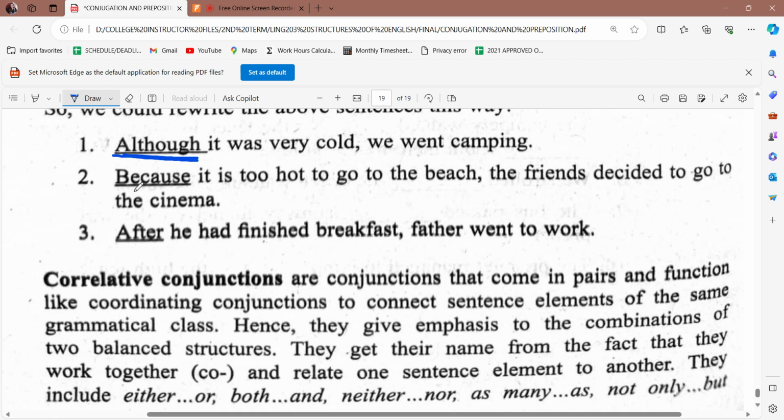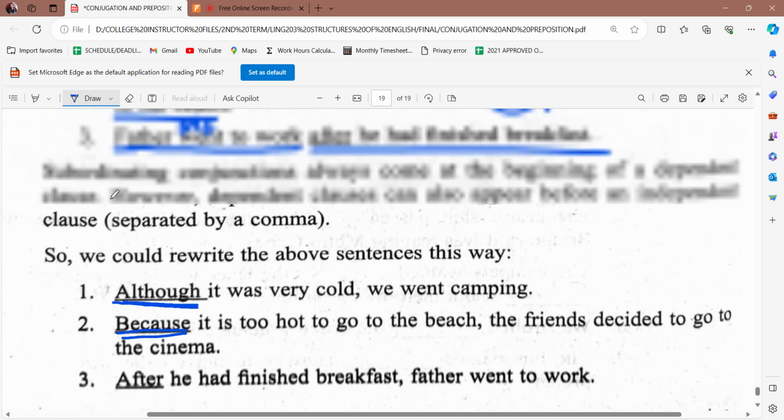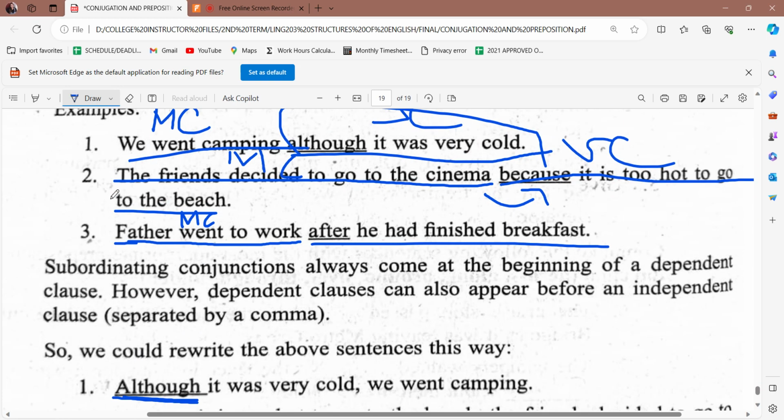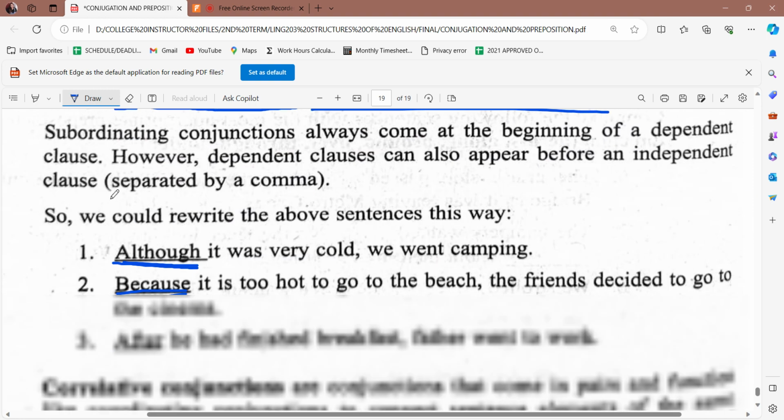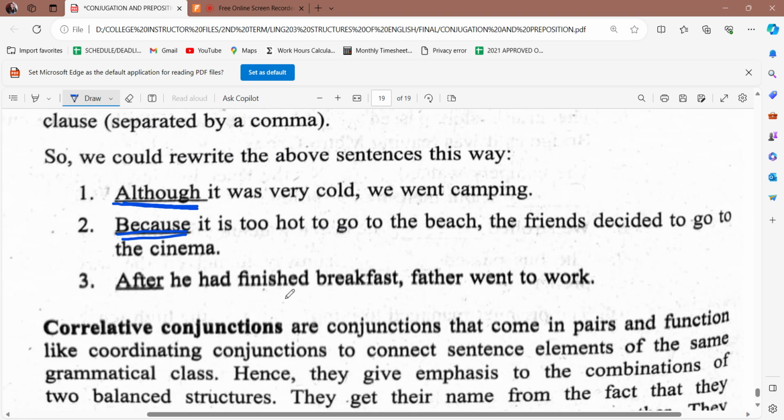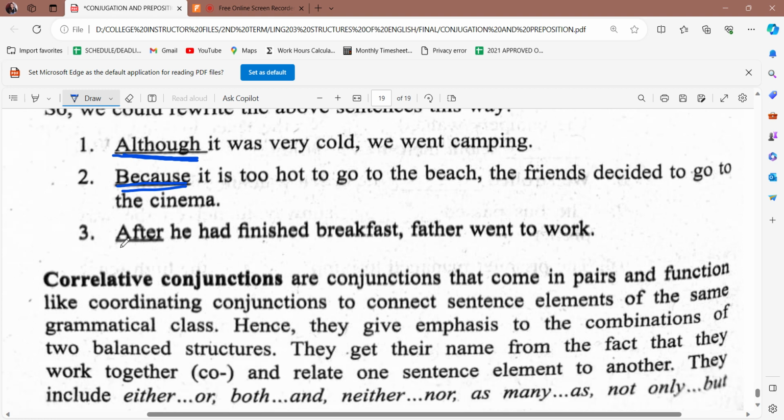Okay, so another example: because it is too hot to go to the beach, the friends decided to go to the cinema. Notice that in this sentence, the subordinate clause came first before the independent clause because of the subordinate conjunction "because." And then the last example, which is a rearrangement of the examples above: after he had finished breakfast, father went to work. So the subordinate clause came first because of the subordinating conjunction "after."